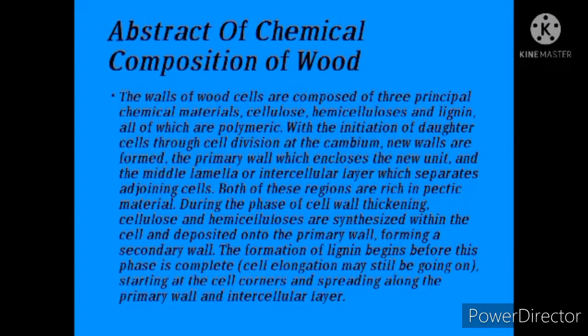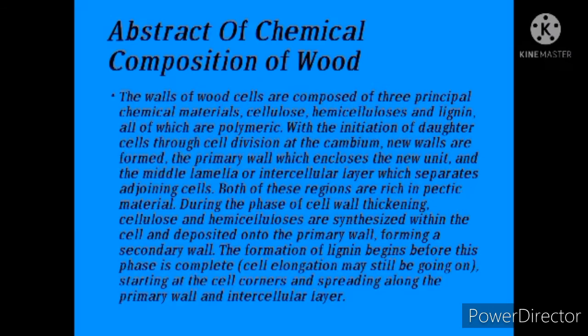The walls of wood cells are composed of three principal chemical materials: cellulose, hemicellulose, and lignin, all of which are polymeric. With the initiation of daughter cells through cell division at the cambium, new walls are formed: the primary walls, which enclose the new unit, and the middle lamella or intercellular layer, which separates adjoining cells. Both of these regions are rich in pectic materials.